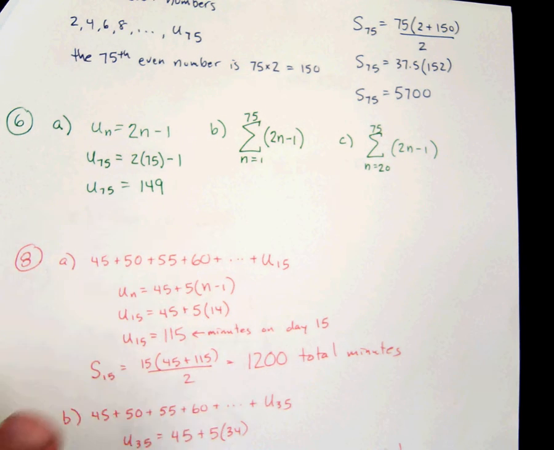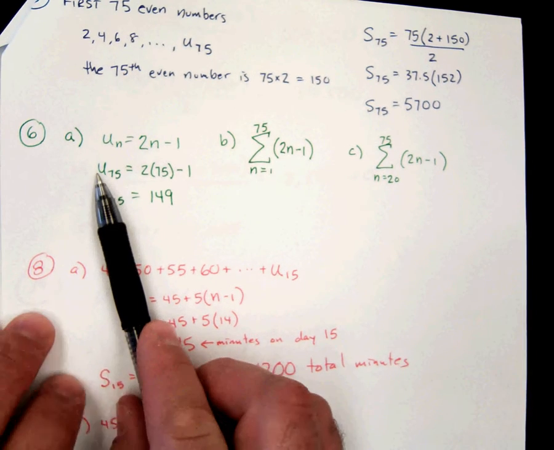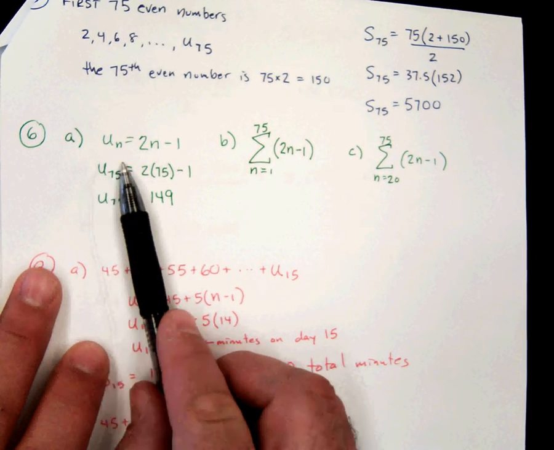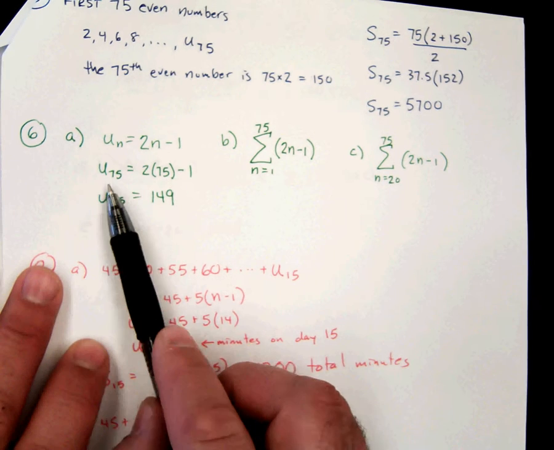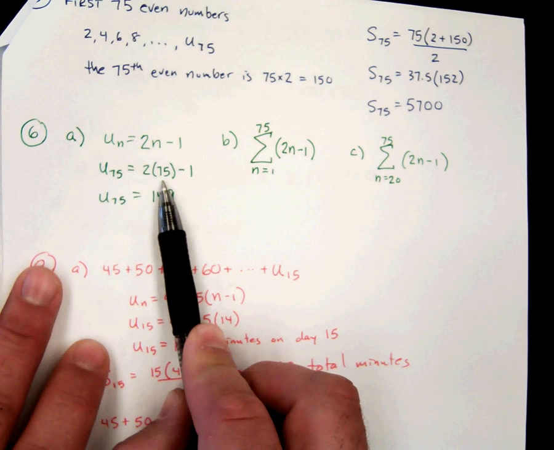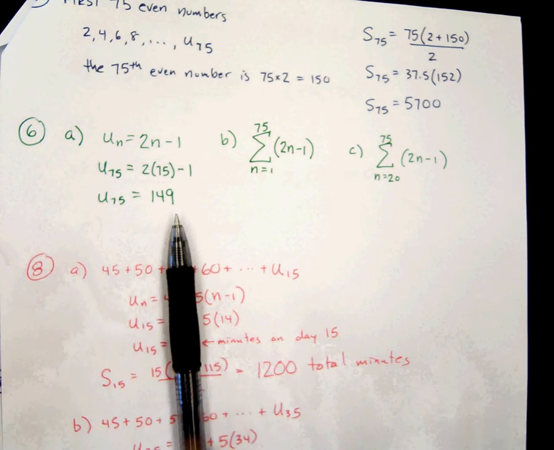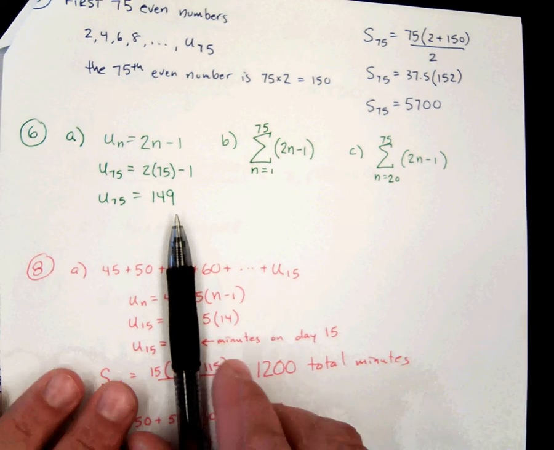In number 6, they say, here's a formula. It's on page 521 in the book. Here's a formula. Find the 75th term. Okay, let's plug in 75. The 75th term would be 149. Good? All right. Sigma notation.